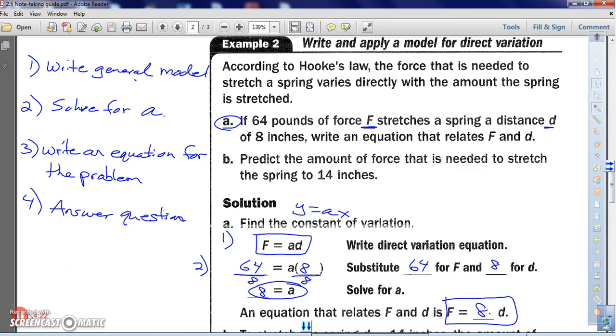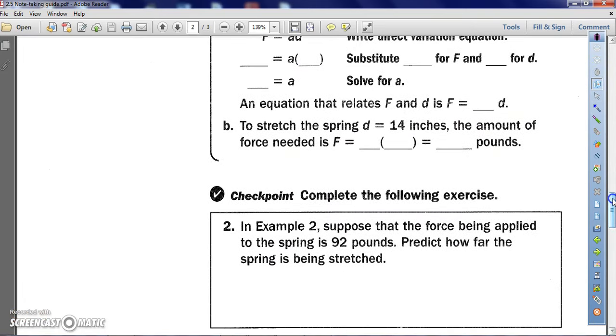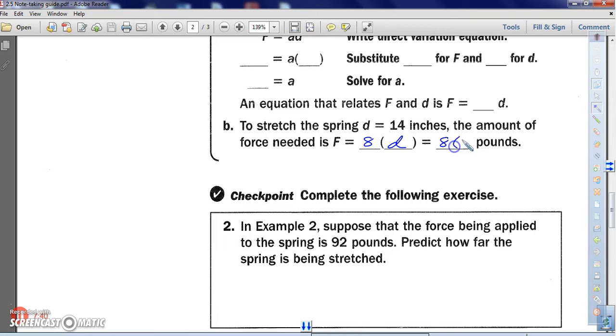So I'm going to use my formula here, f equals 8 times d. I need to slide this down a little bit. So I'm going to say f equals 8 times d. And this time I want to stretch the spring 14 inches. So that's going to be 8 times 14. And so this spring then needs a force of 112 pounds in order to stretch it to 14 inches. So there's the answer to the problem.